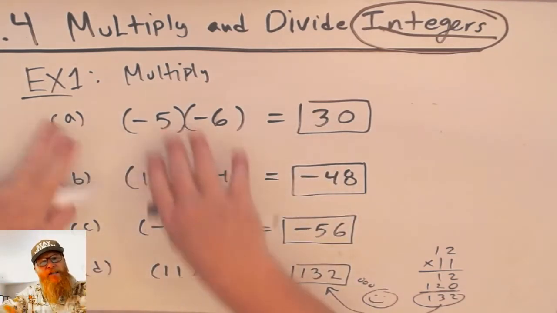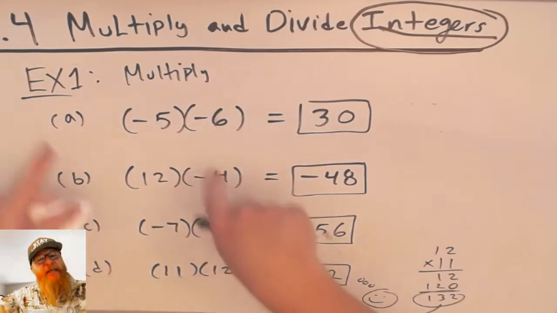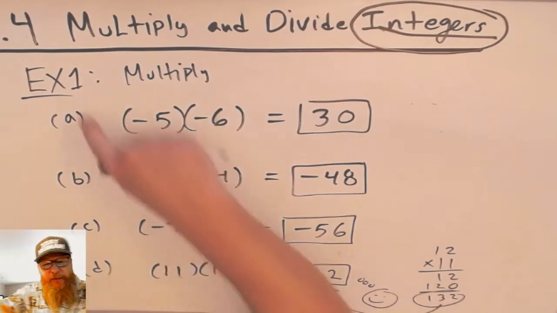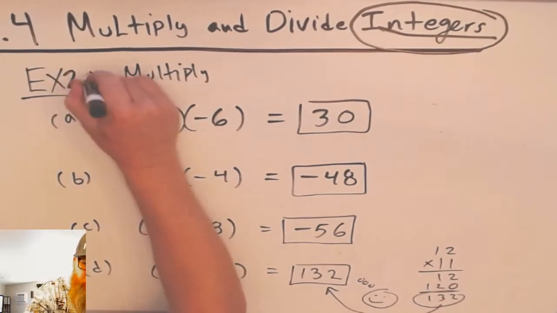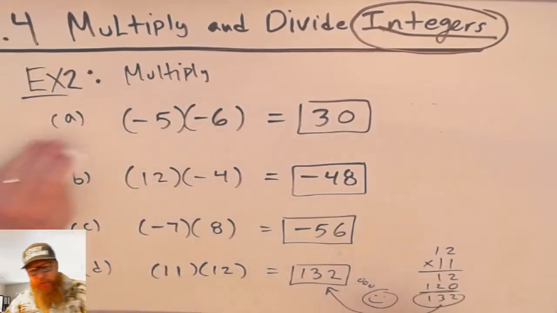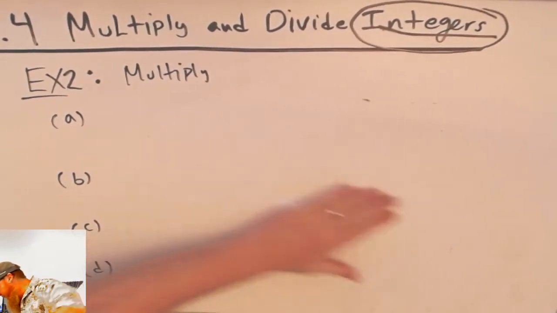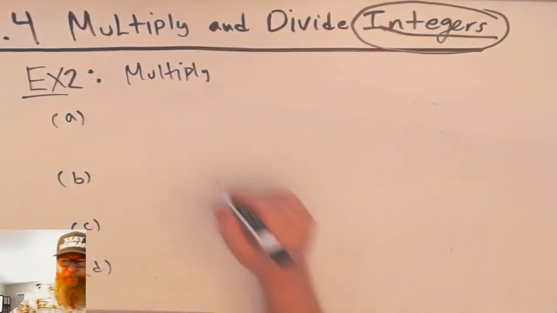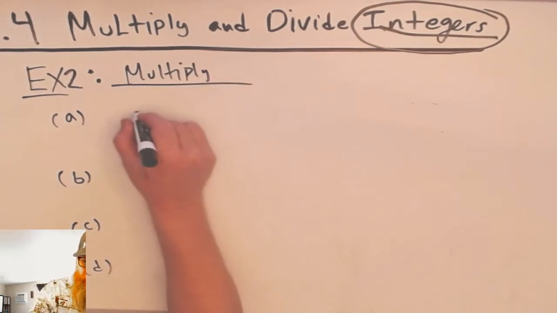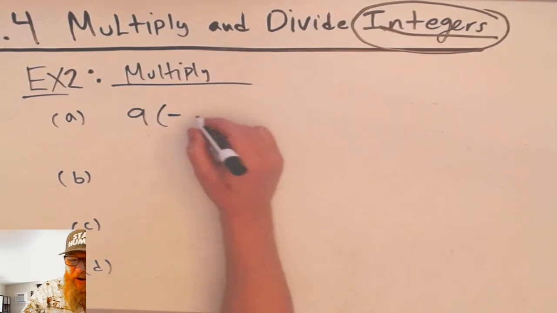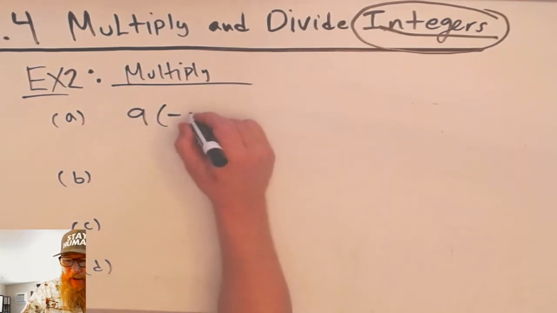I want to point something out about parentheses. Sometimes we don't use parentheses. So in my next example, I will sometimes not use parentheses. So the number that's out in front does not necessarily need a parenthesis.